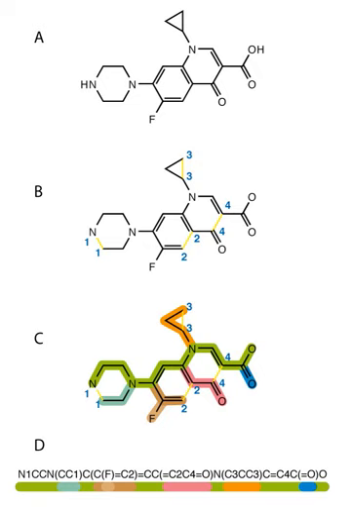Thus, benzene, pyridine and furan can be represented respectively by the SMILES c1ccccc1, n1ccccc1 and o1cccc1.